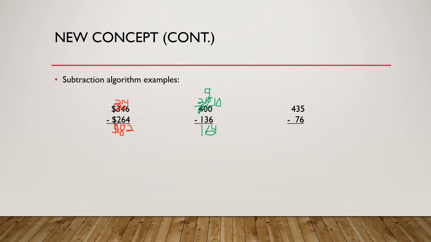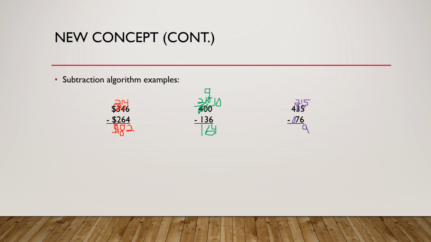Finally, let's look at this last practice problem here. 435 minus 76. You can imagine there's a 0 right here, and remember we always line up our ones place. So right away, 5 minus 6, I know I can't do that in the ones place, so I borrow from this 3, make it a 2, and make the 5 a 15. 15 minus 6 is 9.